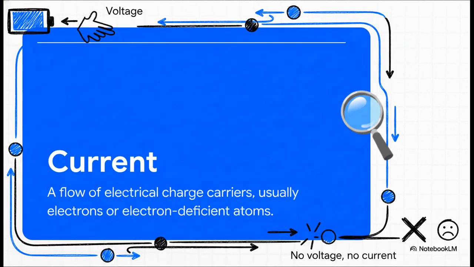Okay, so if voltage is the push, what's it pushing? It's pushing the current, simple as that. Current is the actual flow of electricity moving through the circuit. You can't have one without the other. No push, no flow. No voltage, no current.